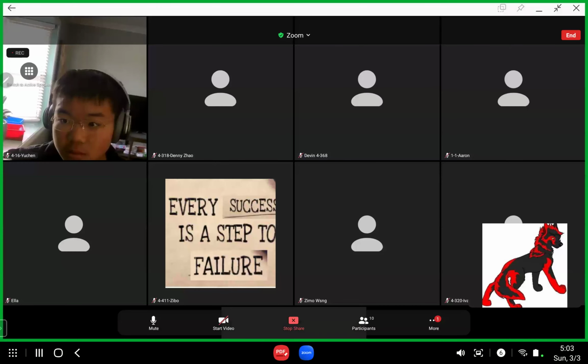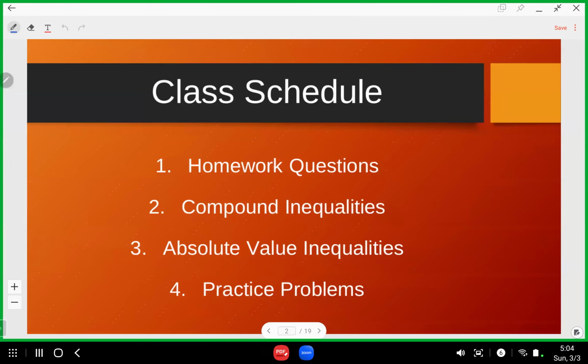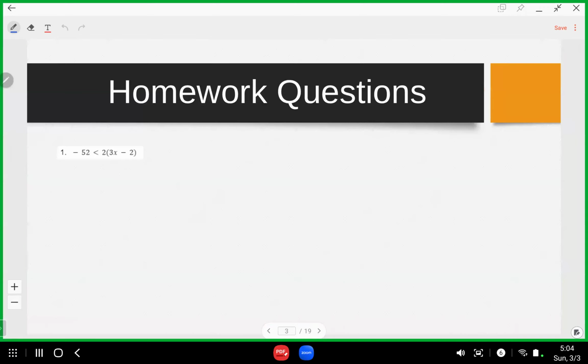Let's continue. So now we are solving inequalities. Last lesson we were solving just the linear inequalities. Today we will be talking about compound inequalities and inequalities with absolute value. So a bit more complicated, but first let's do our homework questions. There are only 3 this time. So we have negative 52 is less than 2 times 3x minus 2. So this is quite straightforward. Use your distributive property, and then you should get the correct answer.